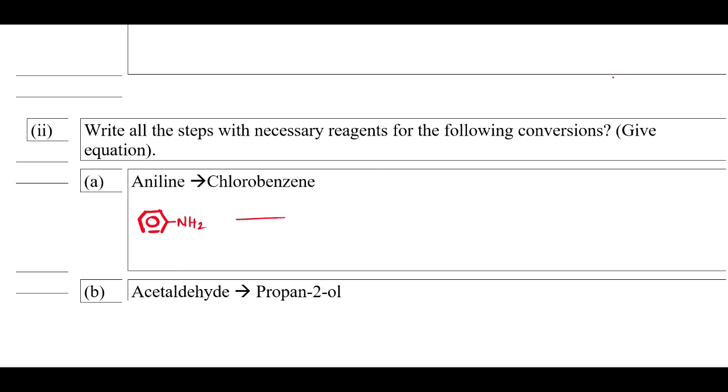And we will go towards chlorobenzene. So let's write chlorobenzene here. Whenever a conversion from aniline to any group is given, try to go through diazonium salt formation. That is the easiest pathway.